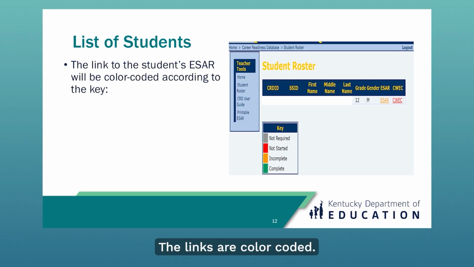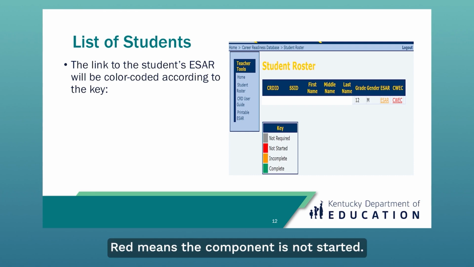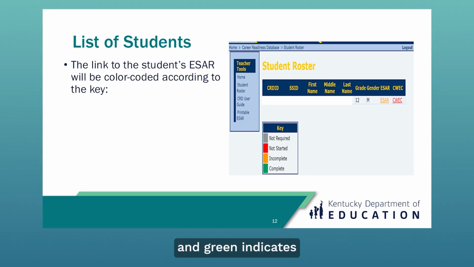The links are color-coded. Gray indicates the student is not required to complete the component. Red means the component is not started. Orange means the component has been started but is incomplete, and green indicates that the component is complete.